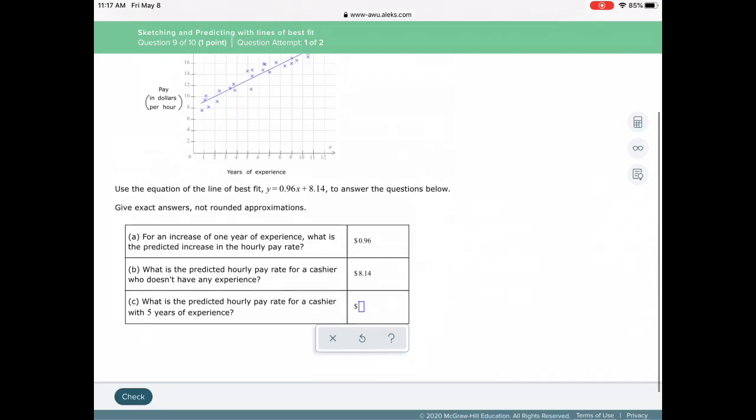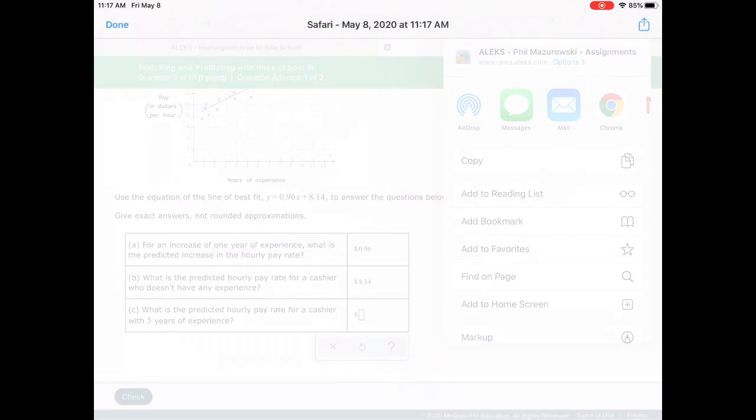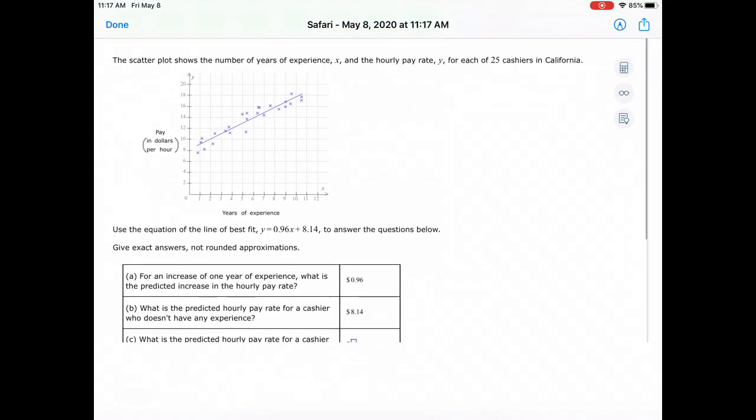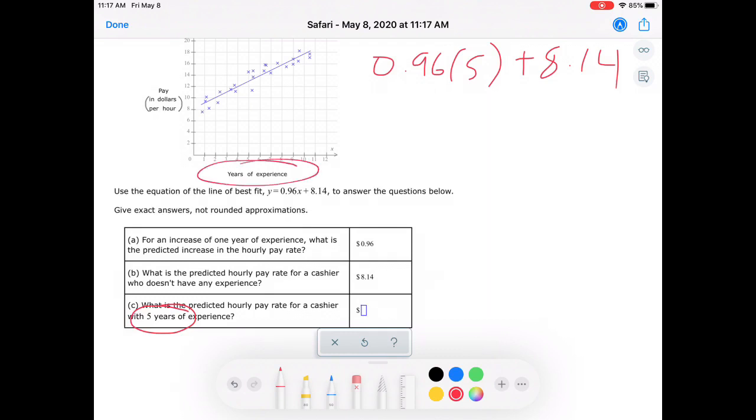And then, of course, the last one is going to talk about, let's use that equation, once again, to make a prediction for somebody that has 5 years experience. So we're going to go ahead and put 5 in for x. So substitute a value in for the variable, and x talks about experience down here. So that's why it makes sense to put 5 in for x here. And I'm going to go ahead and type this into my calculator. 0.96 times 5 is 4.8. And 4.8 plus 8.14 is 12.94.